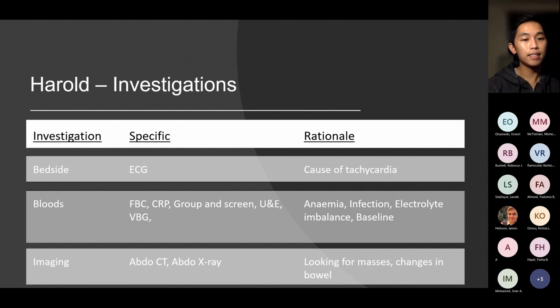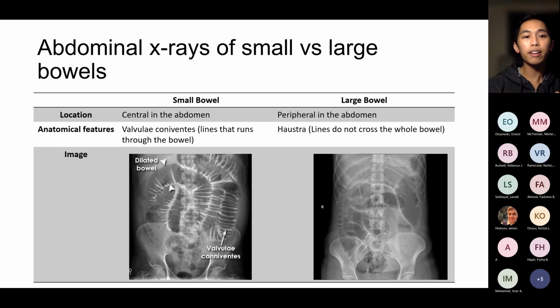Now, abdo-CT is usually the gold standard for diagnosing a bowel obstruction, but in some places they still use an abdominal X-ray. When looking at the abdominal X-ray, to differentiate the small bowel from the large bowel, there are certain features that you can pick up. In a small bowel obstruction, the bowel is usually in the center of the abdomen, and you can see valvulae conniventes. These are lines that run throughout the whole diameter of the bowel.